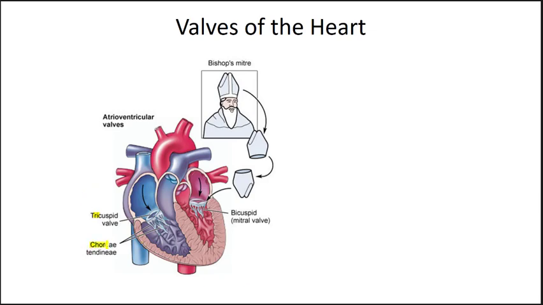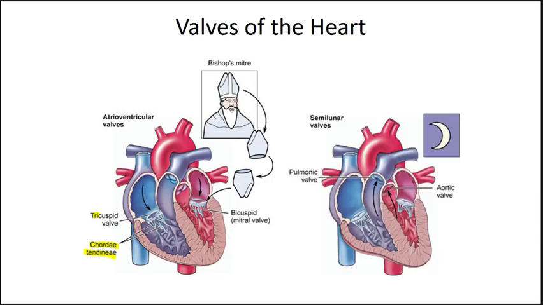Chordae tendineae, these are the structures that I spoke about briefly earlier that actually connect the valve to the heart wall itself. So those are the valves that allow blood to move from the upper chambers, the atria, to the lower chambers, the ventricles. But remember, blood also has to move from these ventricles out of the heart.